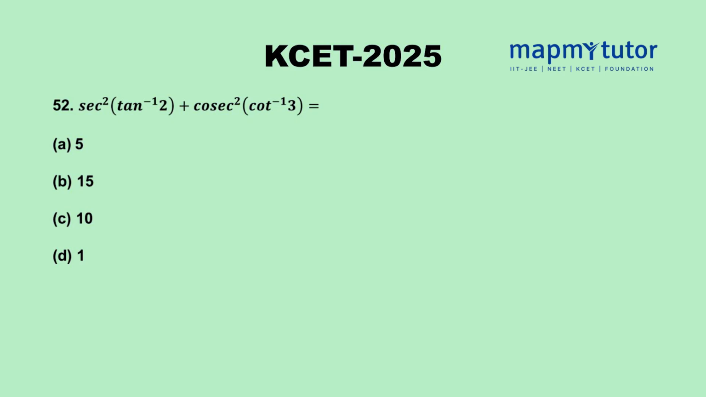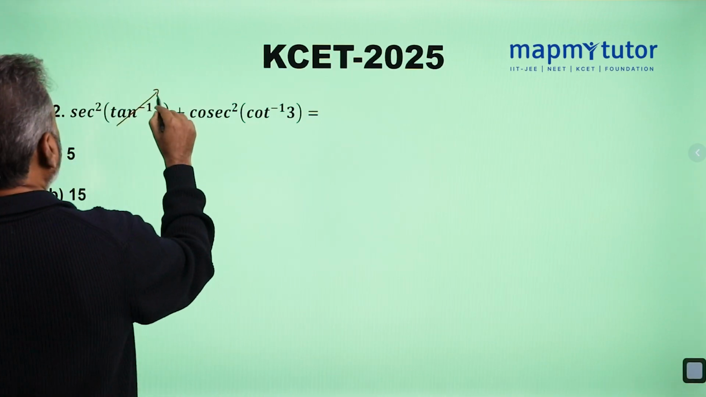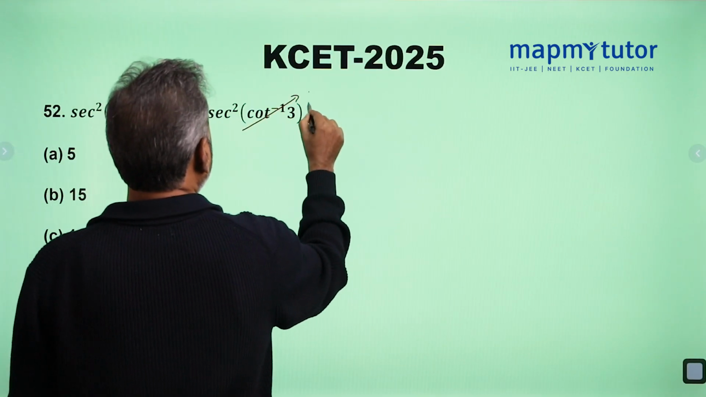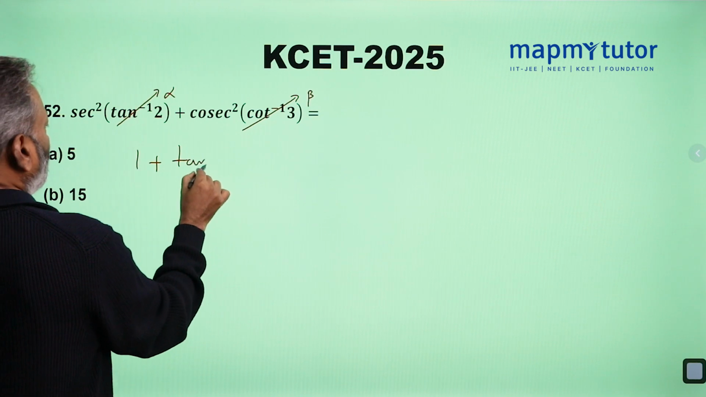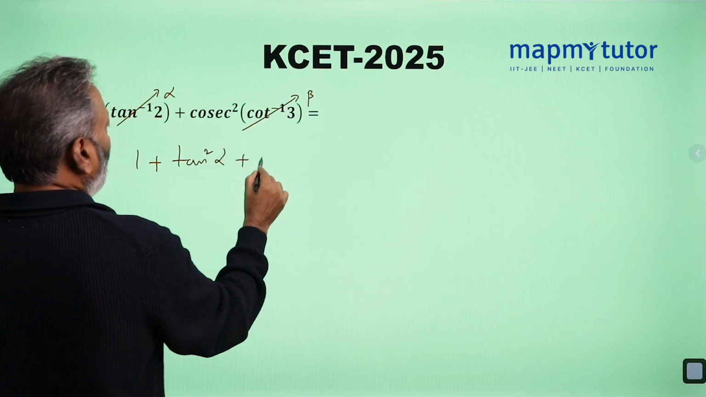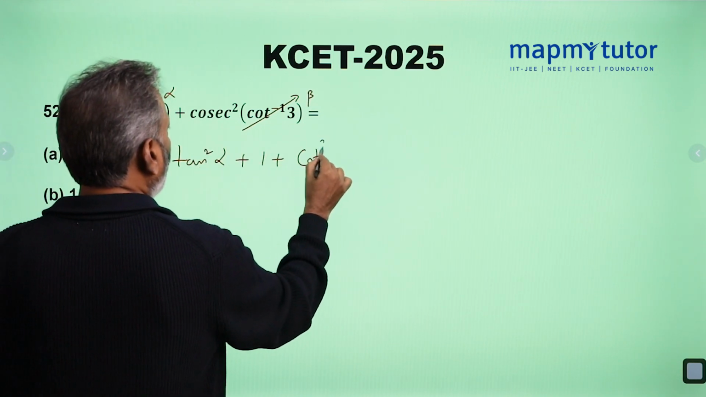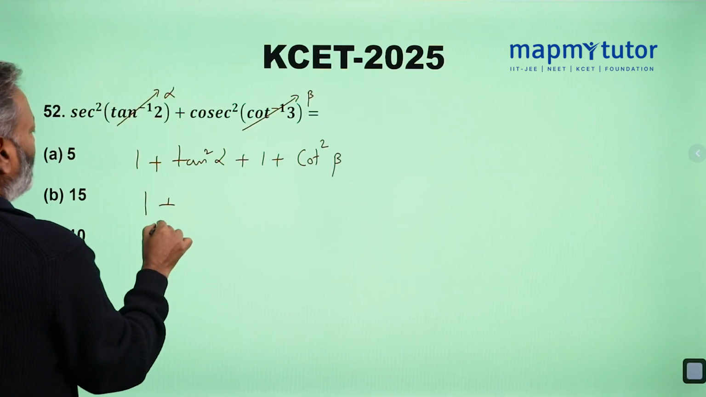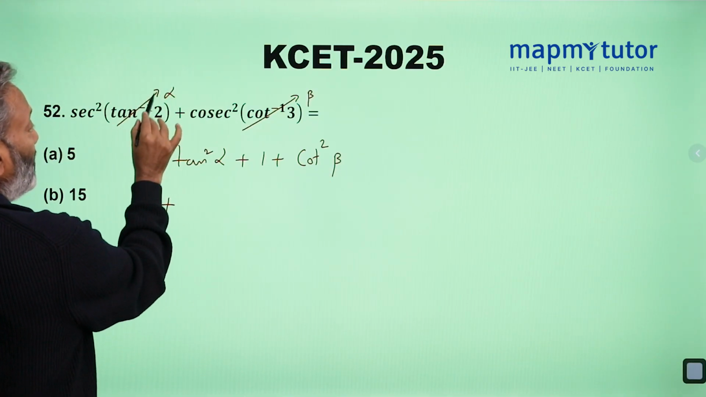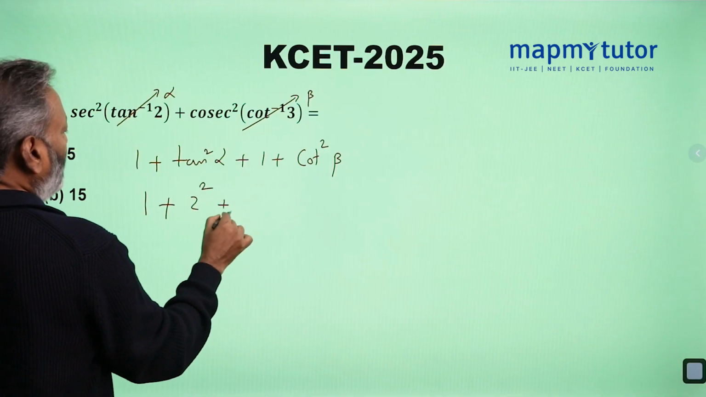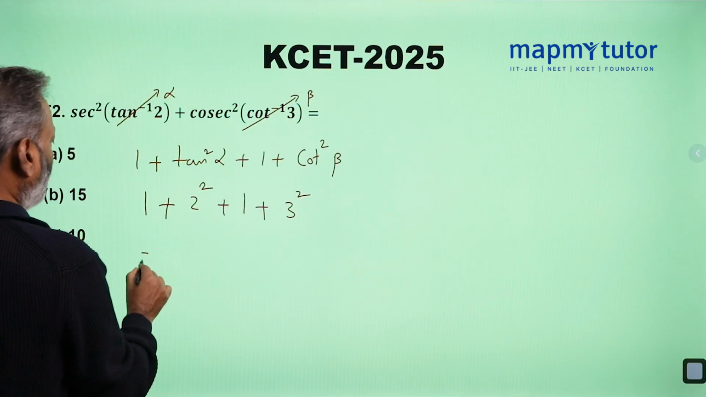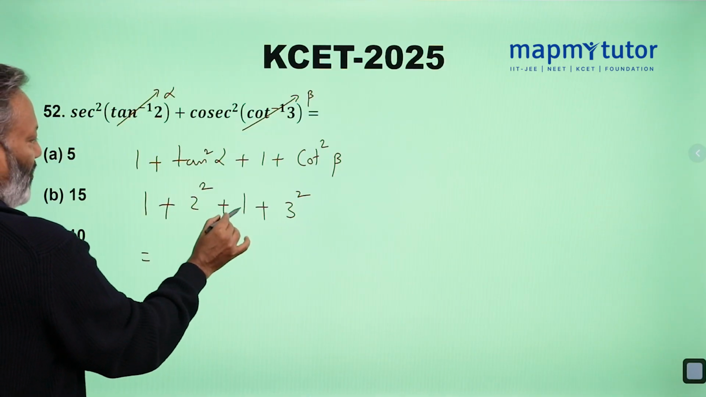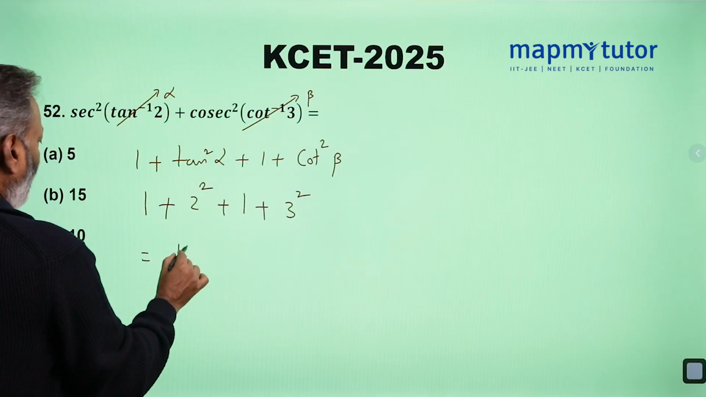Again, a trigonometry and inverse trigonometry based question. What is secant square theta? Let me consider tan inverse 2 as alpha and cot inverse 3 as beta. Secant square alpha is 1 plus tan square alpha. Cosecant square beta is 1 plus cot square beta. And therefore, it is simple now. tan inverse 2 is alpha, so tan alpha is 2, squared. And cot inverse 3 is beta, therefore cot beta is 3, squared. So 1 plus 4, 5, plus 1, 6, plus 9, 15.